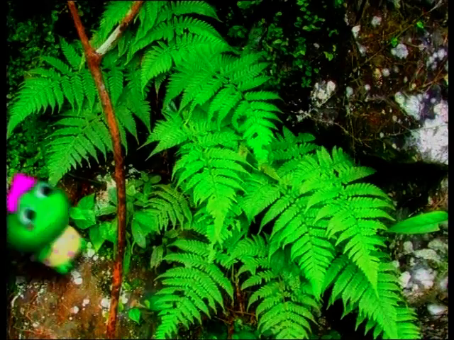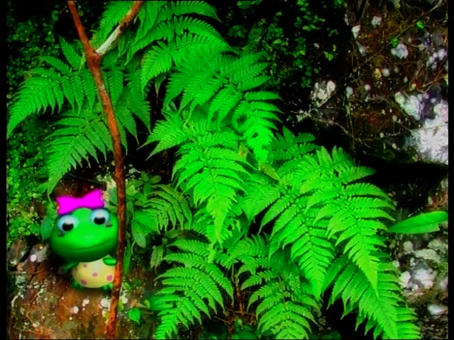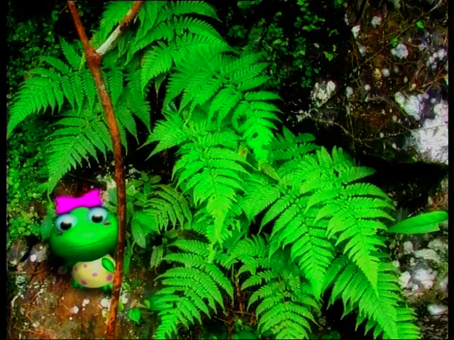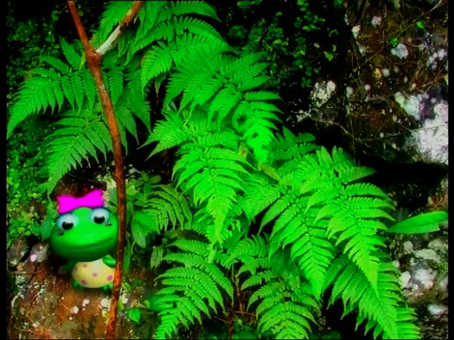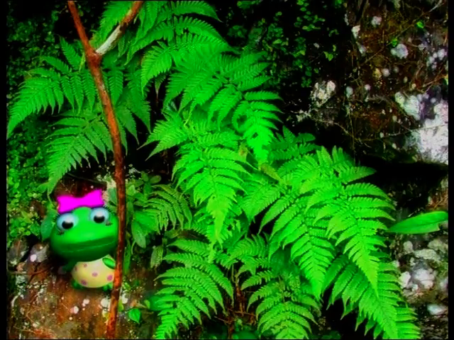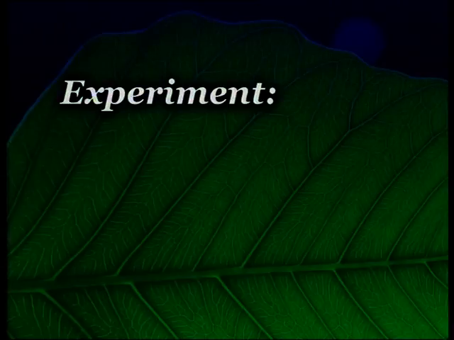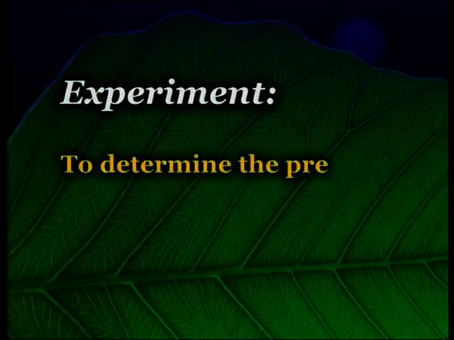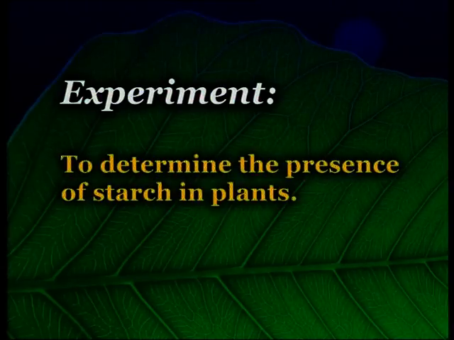We can tell if photosynthesis has occurred by testing the presence of starch in the leaf by using iodine solution. Why starch? Remember, extra glucose is stored as starch in different parts of the plant. Let's look at the experiment to determine the presence of starch in plants.